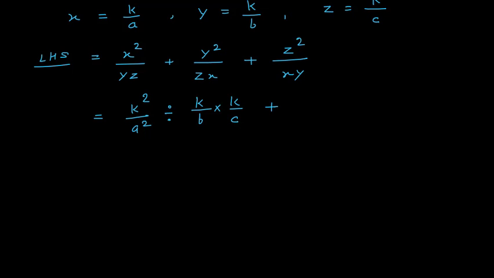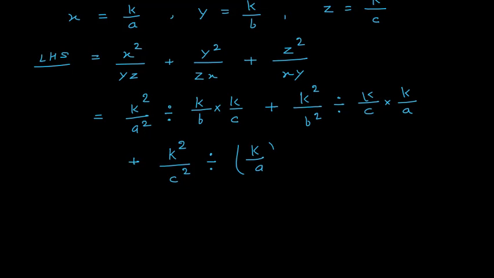Then we have plus, similarly y square I can write as k²/b², and then this divided by z written as k divided by c into x which is k divided by a, and then plus we have z square, that is k²/c², this divided by xy. So x is k upon a into y which is k upon b.